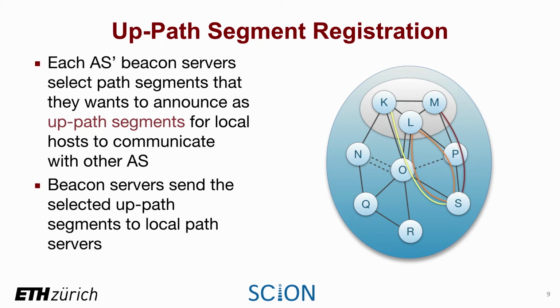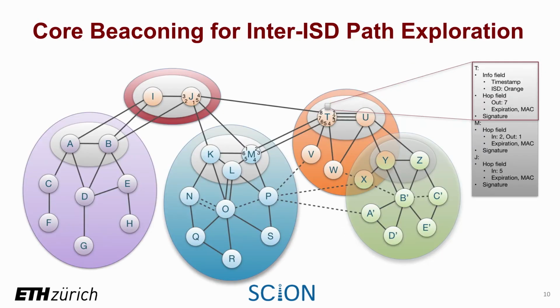So also locally, up path segments are being registered at local path servers. And the process is very similar to the process we have just seen. Essentially, each path is being considered, and in this case, the AS decides to register all the paths at its local path server. And so all these paths will be made available to the local clients who are performing path lookups.